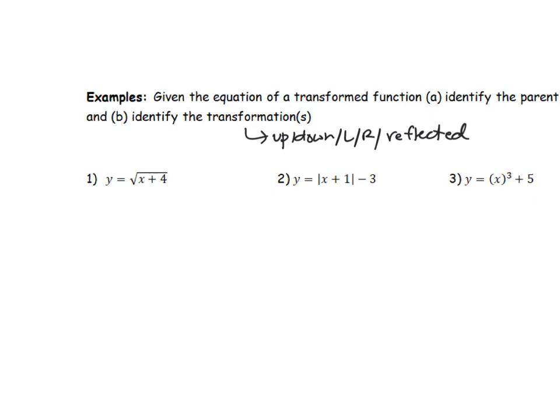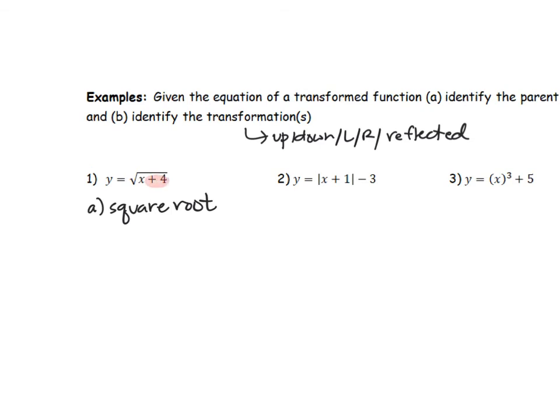All right, so the first thing to notice is I don't see any negative symbols out front, right? So this is a square root function. So part A is to identify the family of functions or the parent. So this is a square root function. I don't see any negative symbols out front of the square root function, so I know it's not reflected. And the only shift that I see is right here, that +4.